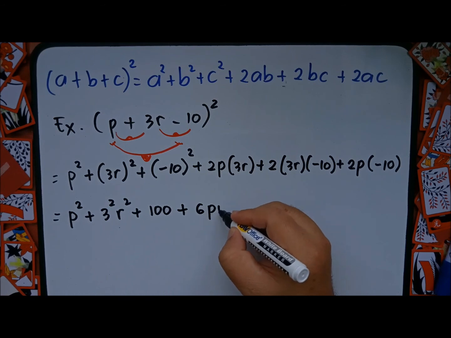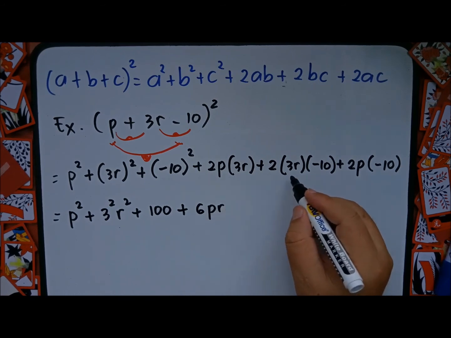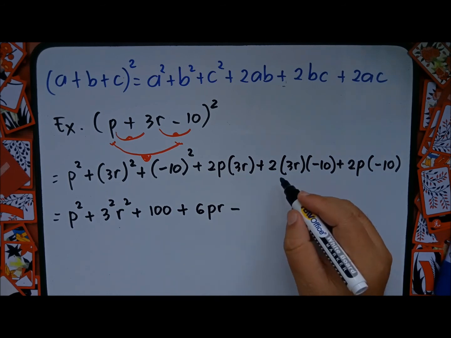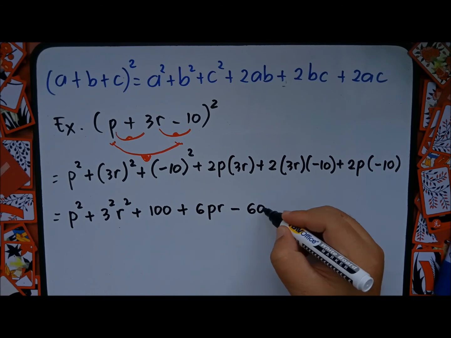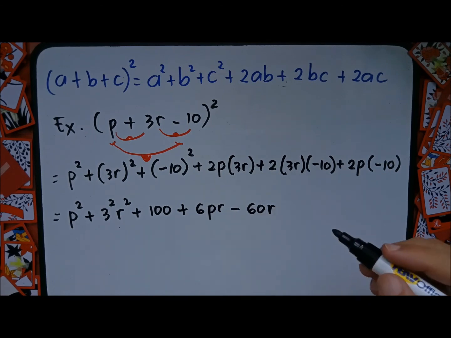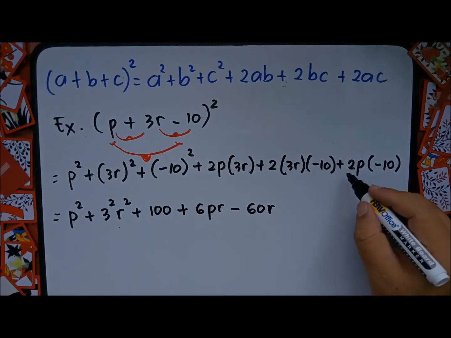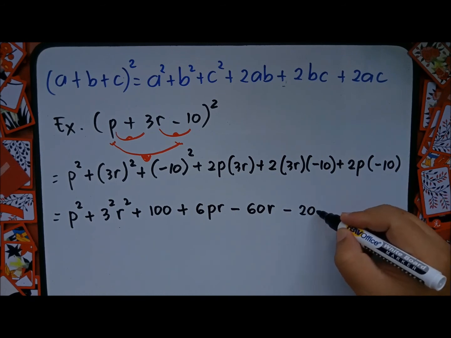P comes first and R. Positive times positive, positive. Positive times negative, negative. 2 times 3, 6. 6 times 10, 60. R. Remember to copy the R here. Positive times negative, this will become negative. 2 times 10 is 20.